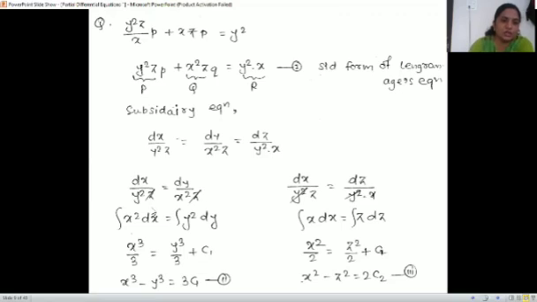Taking first two ratios, dx upon y square is equal to dy upon x square, z cancels. And cross multiplying and then integrating, we get x cube by 3 is equal to y cube by 3 plus some constant. That is x cube minus y cube is equal to c1. That is the first solution. Then check first and third, or second and third, whether it can get solved, then that will be your second equation.